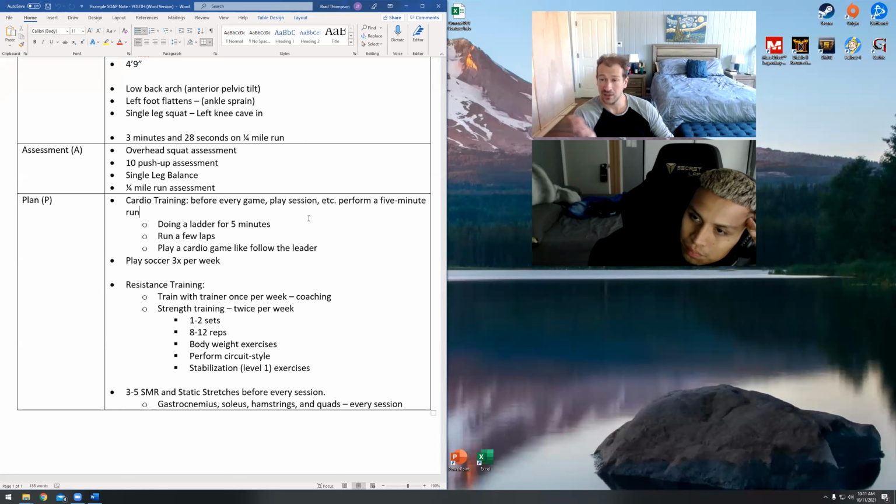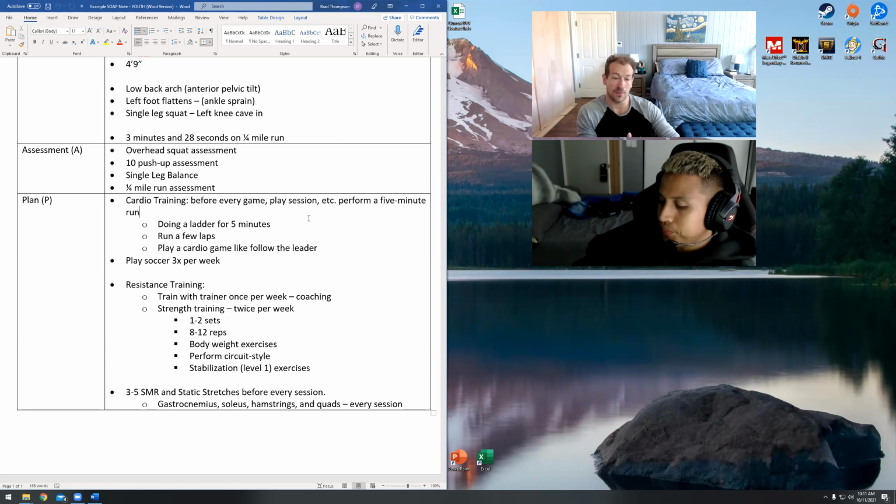When it comes to strength training, like we said, we're going to follow the rules directly: no lower than 8 to 12 reps, 1 to 2 sets. We're going to primarily focus on body weight exercises, circuit style, because that's more cardio based, which supports the soccer. And we're going to keep him in stabilization for now, so lots of unstable, kind of goofy stuff, like BOSU ball squats, things like that.